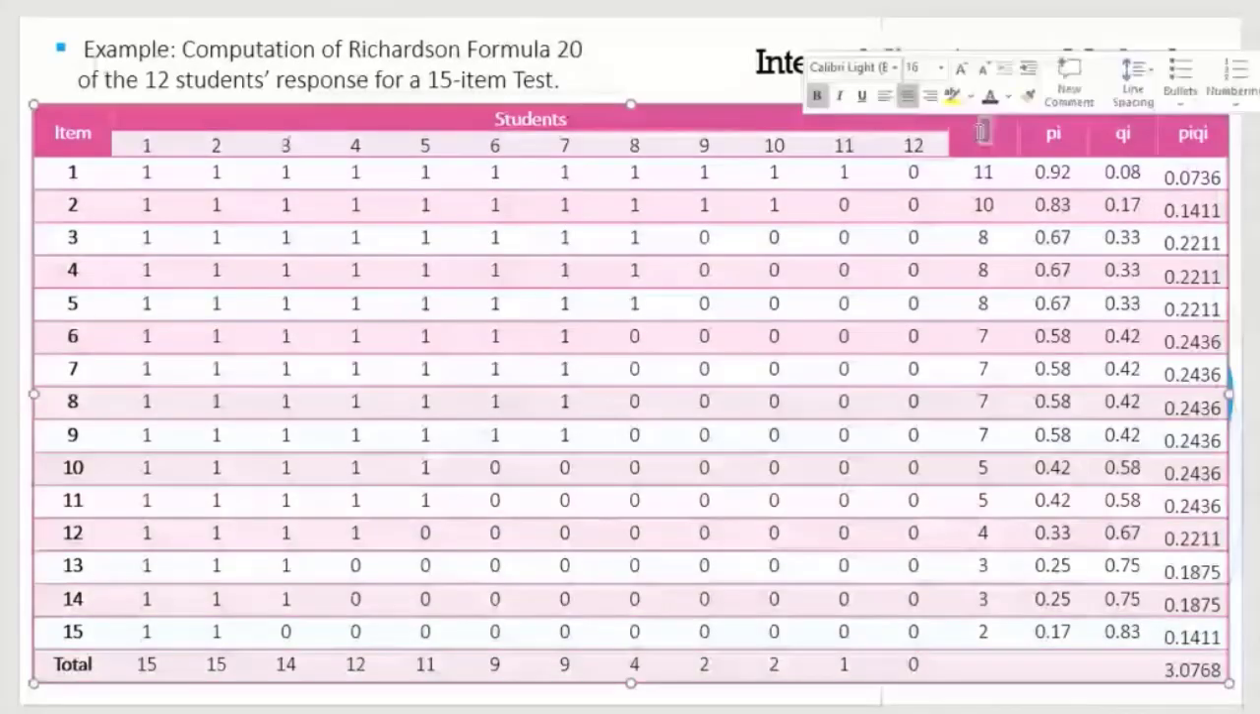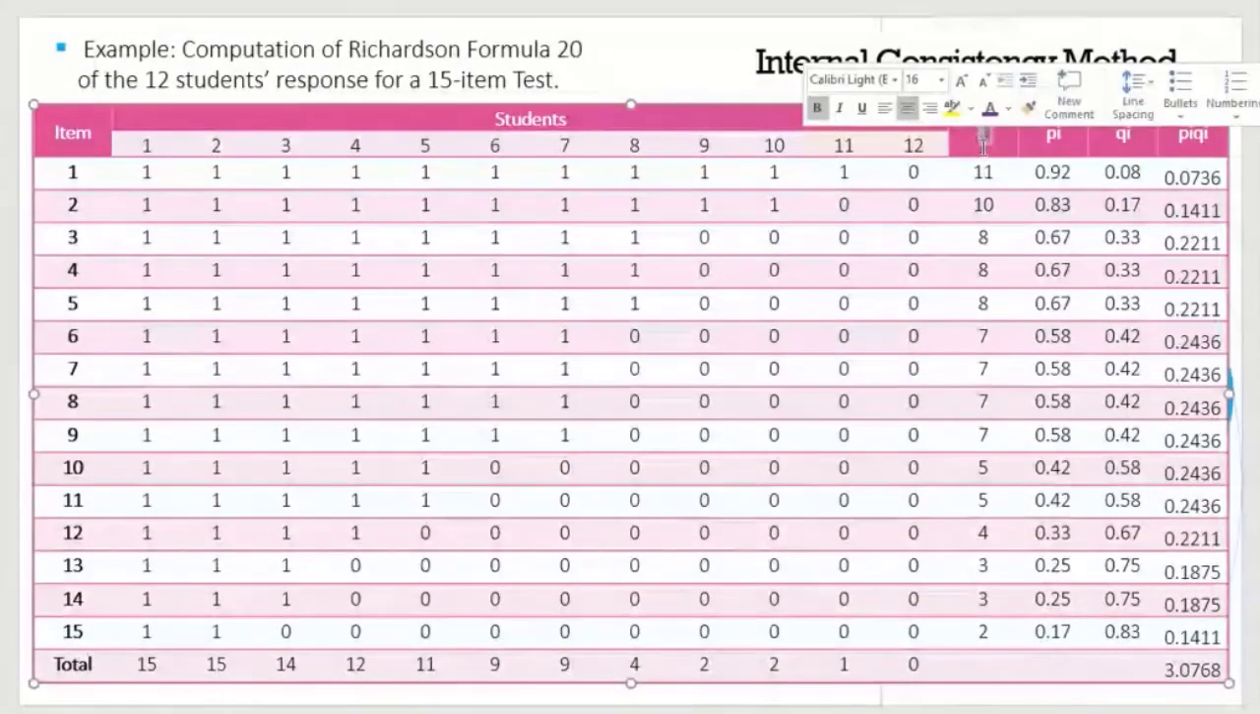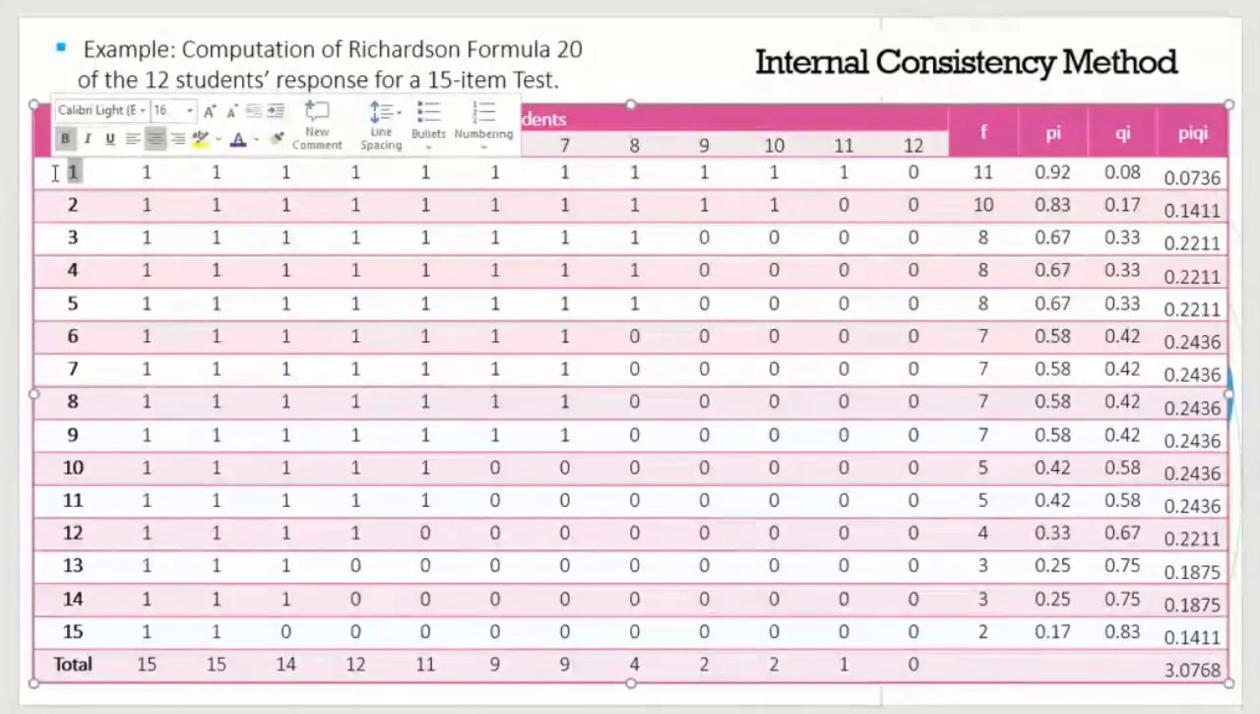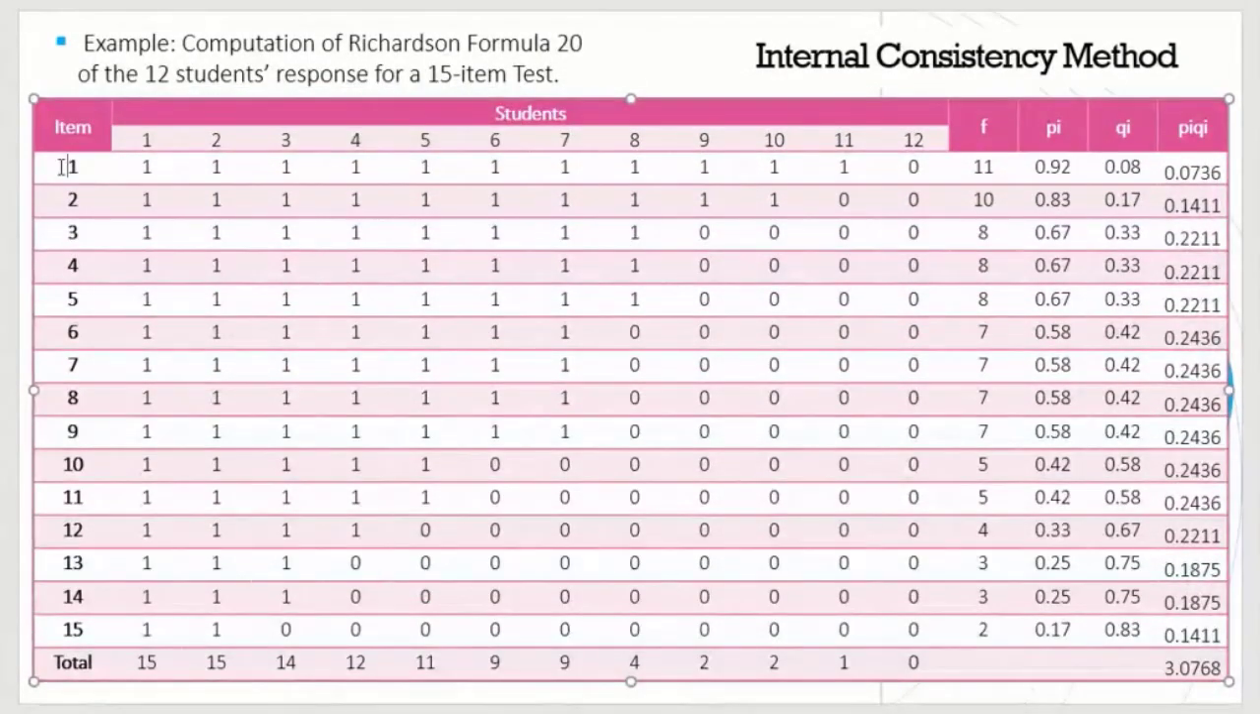Okay. Now, itong frequency naman, it has nothing to do with the student, but rather about the item. So, for example, on question number 1, merong 11 na students ang nakakuha ng tamang response. For question number 2, you have 10 students who got the correct answer. And then, item number 3, you have 8 students, and so on and so forth. Yun ang ibig sabihin nitong part na ito na frequency.